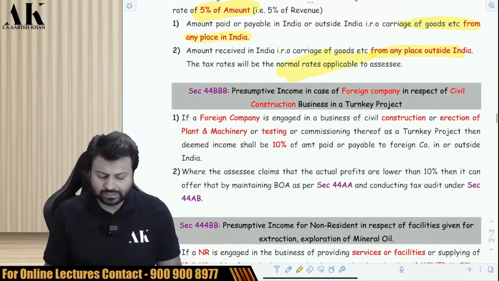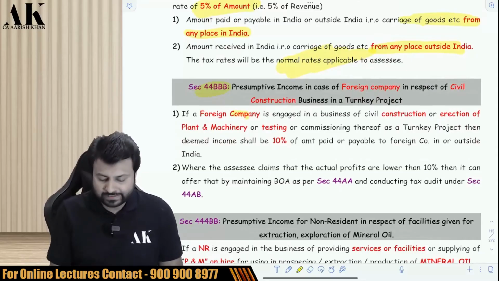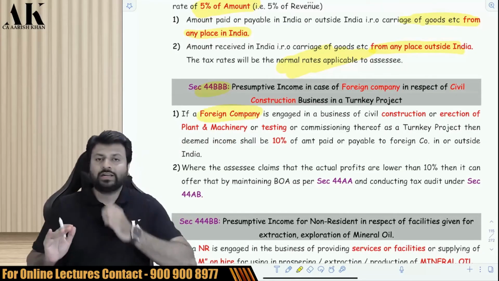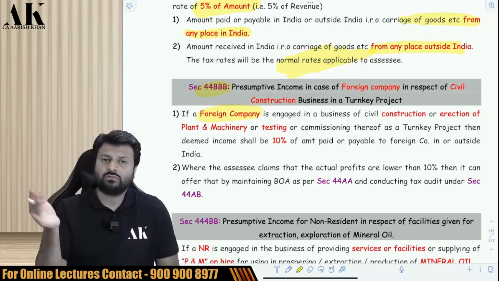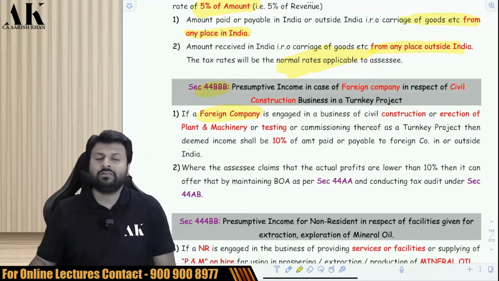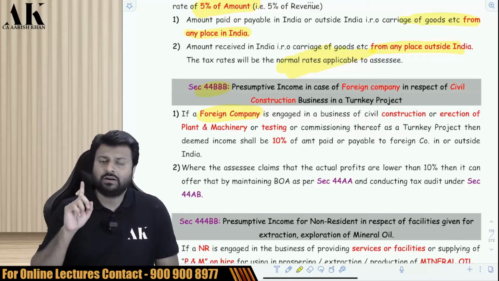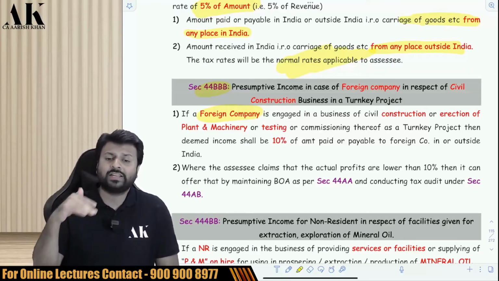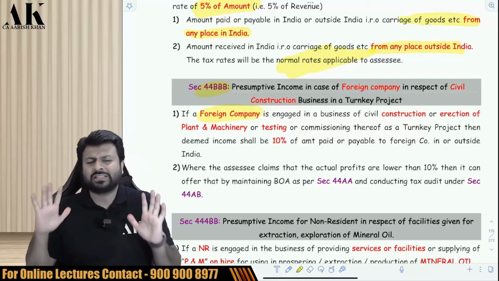Okay, the third one, 44BBB, a very important section. The importance of this section is that it is only available to a foreign company, not available to every kind of non-resident. So the previous two sections were available to foreign companies and other non-residents also, but this section is only available to a foreign company, not to other non-residents. Which foreign companies are covered? A foreign company engaged in construction or erection of plant and machinery or testing or commissioning thereof as a turnkey project. Turnkey project means a project which is complete in every sense.